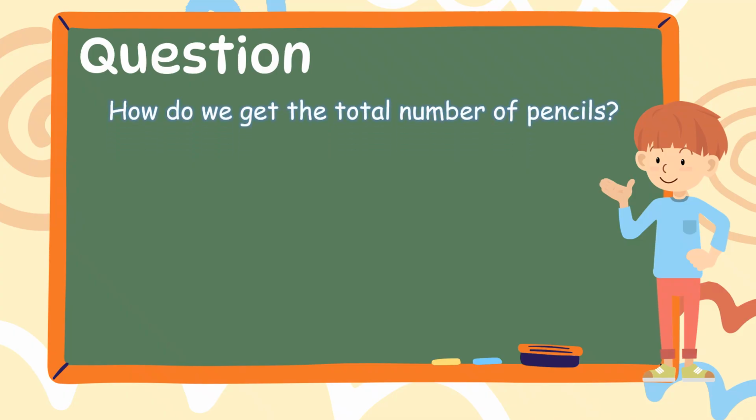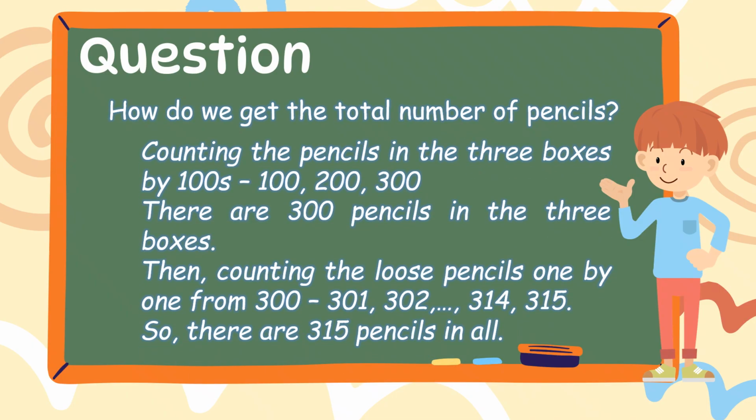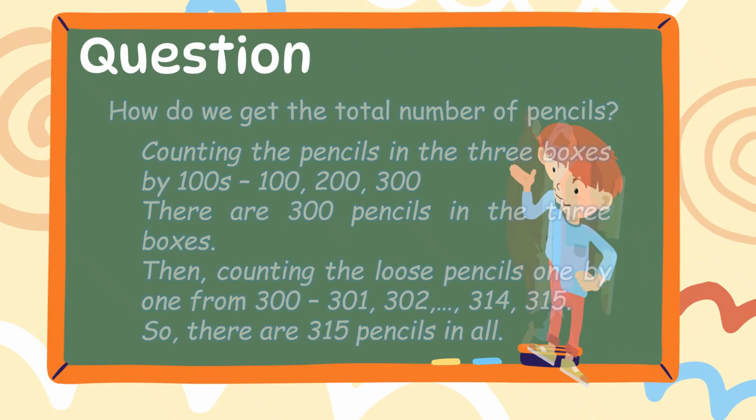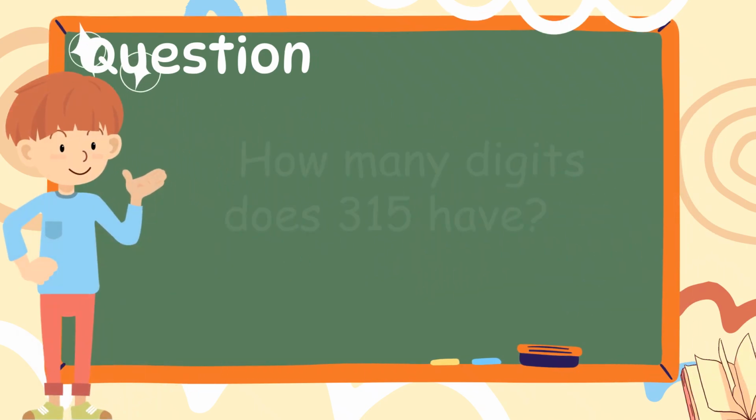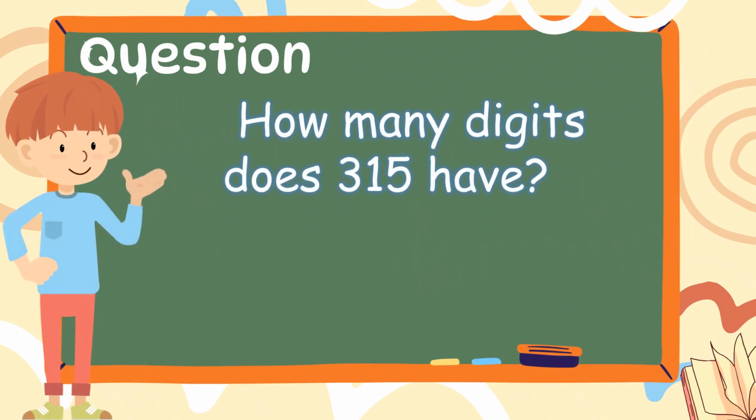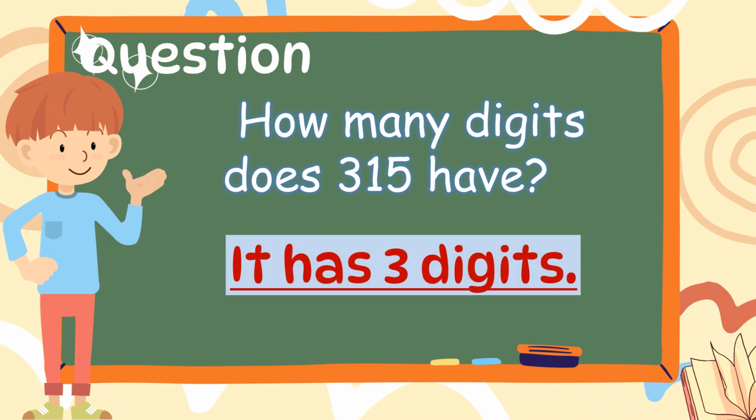How do we get the total number of pencils again? Counting the pencils in 3 boxes, right. Then count the loose pencils. That gives you the total number. So how many digits does 315 have? Right. It has 3 digits.